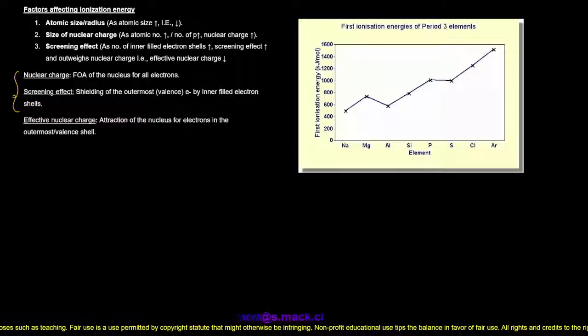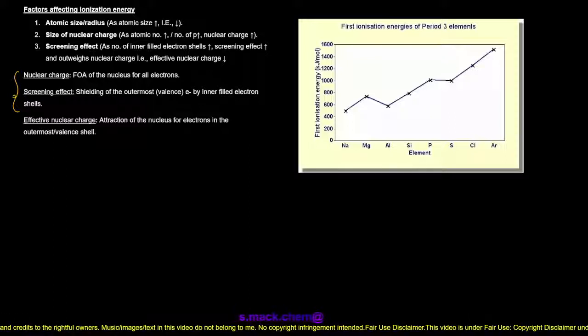Taking this into consideration, we have to look at our third factor, which is called the screening effect. While we are saying the greater number of protons in an atom, the greater the nuclear charge, we have to keep in mind that in first ionization energy, we are removing an electron from the outermost or valence shell. What impacts the attraction of this nucleus for the electrons in the outermost shell would be how many inner-filled electron shells there are between this outer electron and the nucleus. That means we want to look at what the screening effect is.